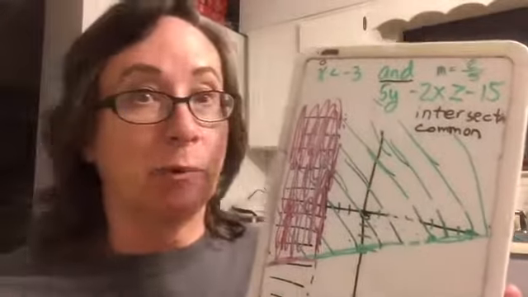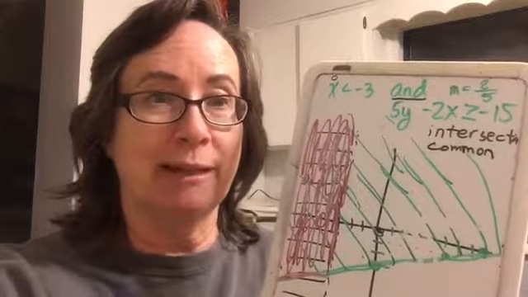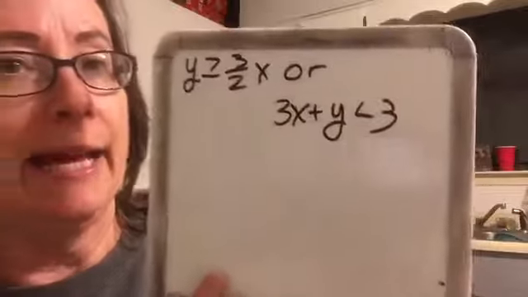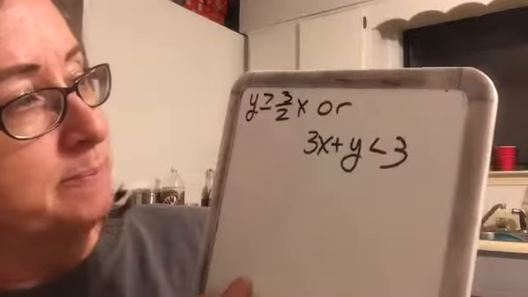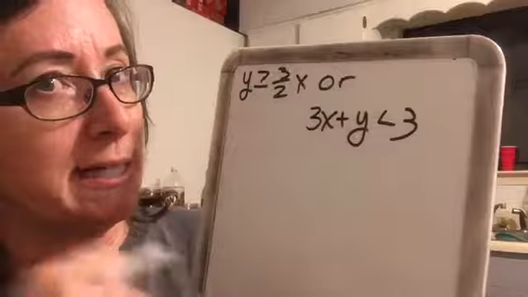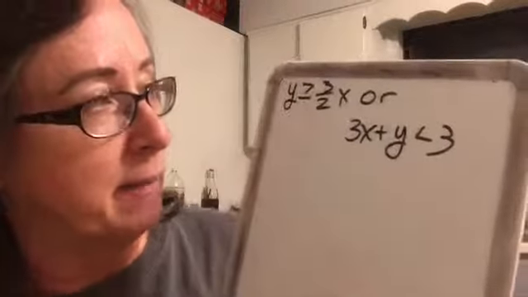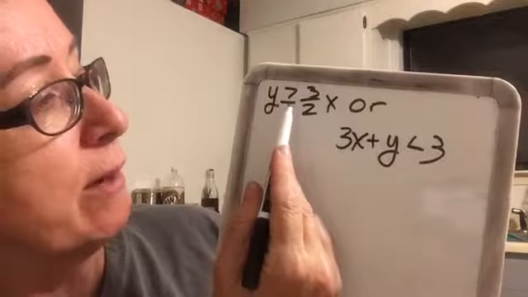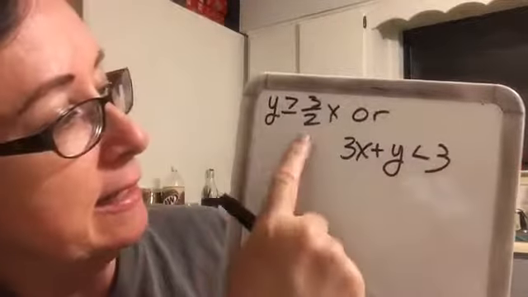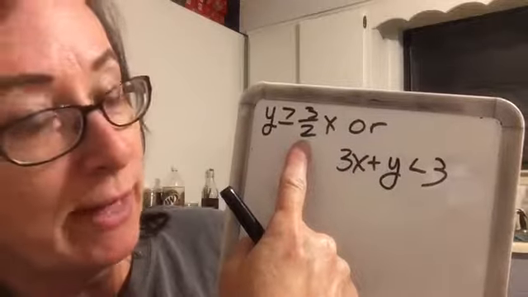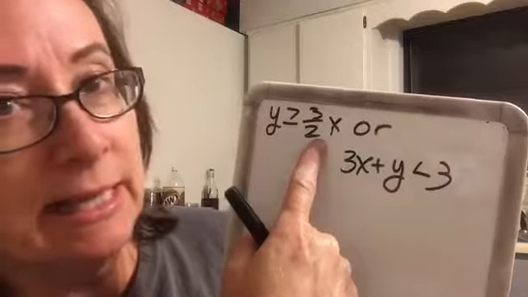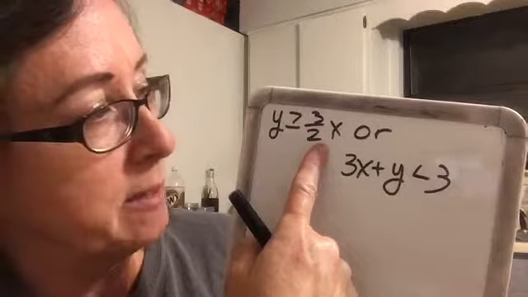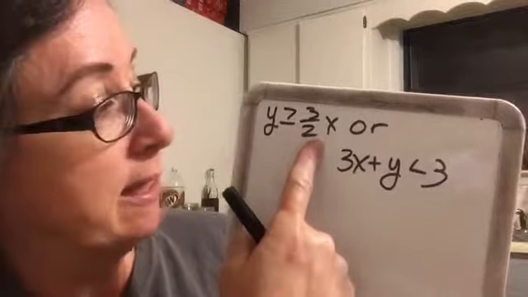So I'm going to do another problem for you shortly. This is the last one that we're going to do on this little segment, and it is an or problem. And or means we're just going to take everything that's shaded one time as part of our solution. So here we have our first inequality, y is greater than or equal to 3/2 x. Now notice, we do have an x on this one. This is a slope-intercept form of the line with no y-intercept, which means that the y-intercept is 0.